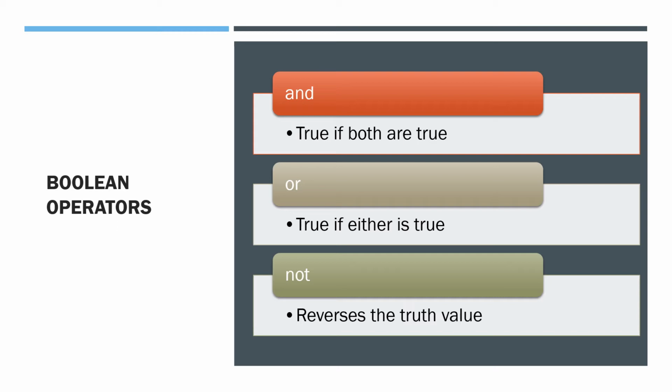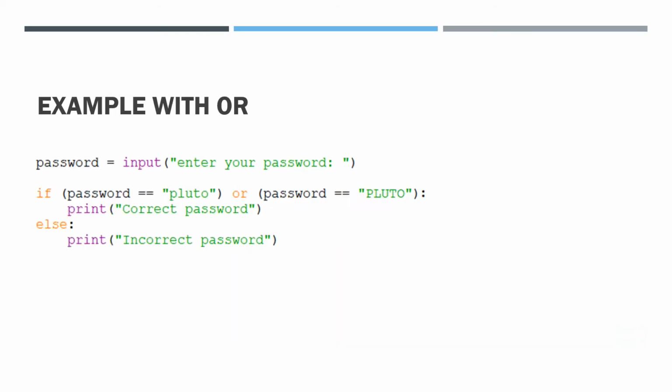And not is a bit unusual. You just put not in front of a Boolean expression and it reverses the truth value. So any test that was true becomes false. So you'll see that and, or, and not work very much like the words and, or, and not in everyday English. That makes our programs a little bit easier to read.